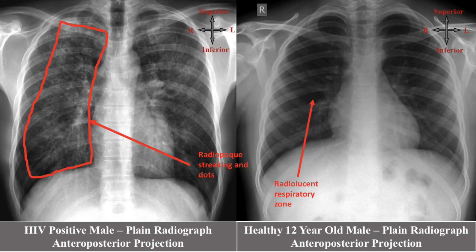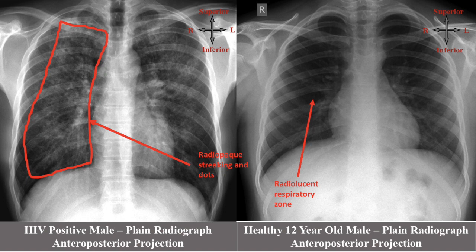This image showcases a HIV-positive male in an anterior-posterior plain radiograph projection. Opacification is seen in the perihilar mid and upper zones or in the areas of primary and secondary bronchi. Radiopaque streaking and dots are also continuous throughout the respiratory zone and all lobes of each lung. These are easily distinguishable, despite being superimposed on the ribs, mediastinum, and heart.